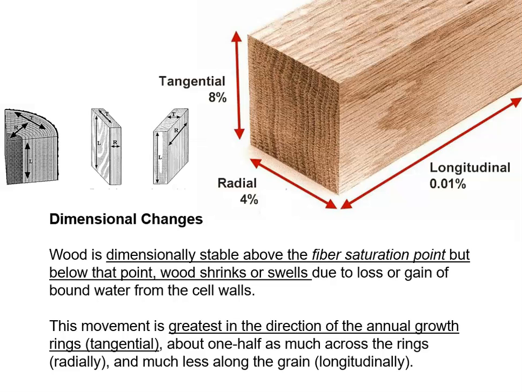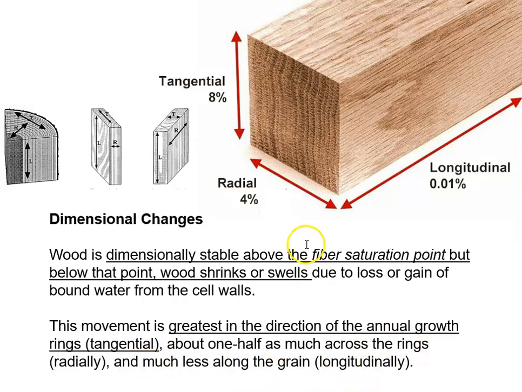Okay. All right, so dimensional changes. Wood is dimensionally stable above the fiber saturation point, but below that point it shrinks and swells. This movement is greatest in the direction of the annual growth rings, that tangential cut that I was describing. About 1/2 as much across the rings and much less longitudinally.